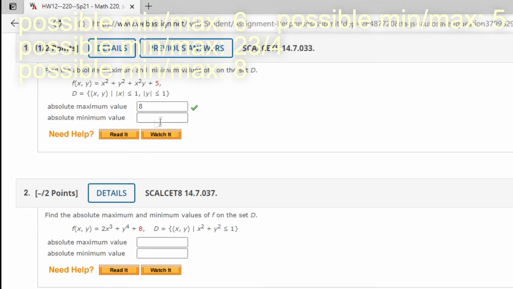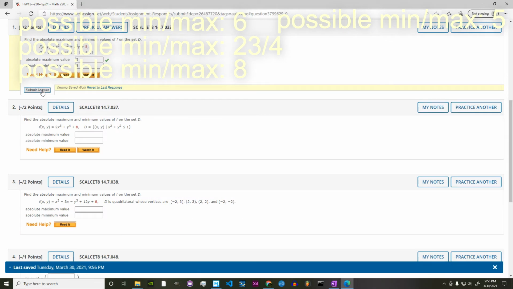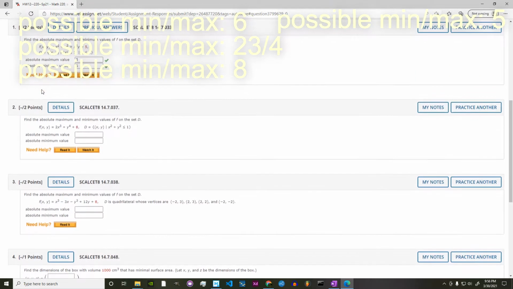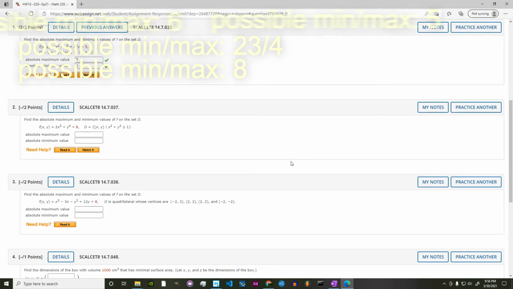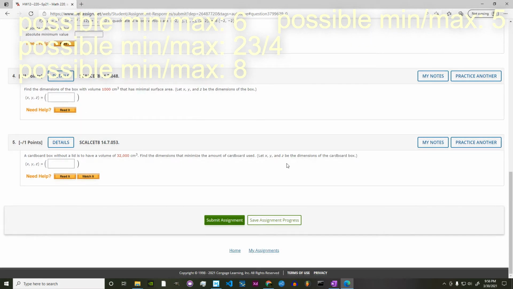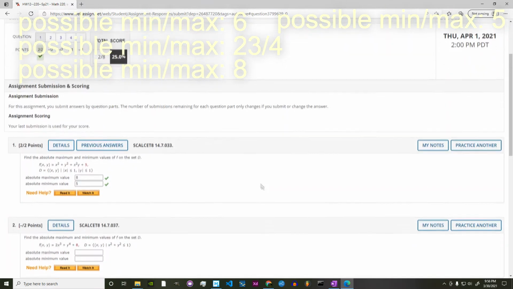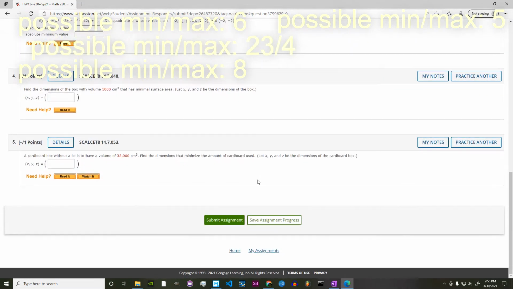Okay, now for the minimum value. I got it right. Holy shit. Now I have a few more of these, right? Only 5 problems, but each problem is absolutely hell.